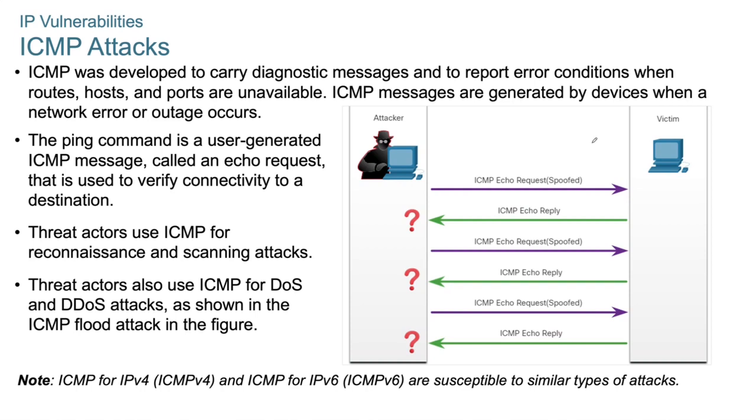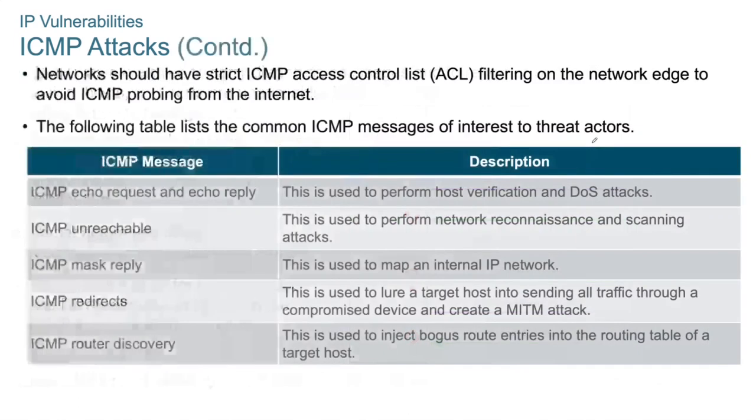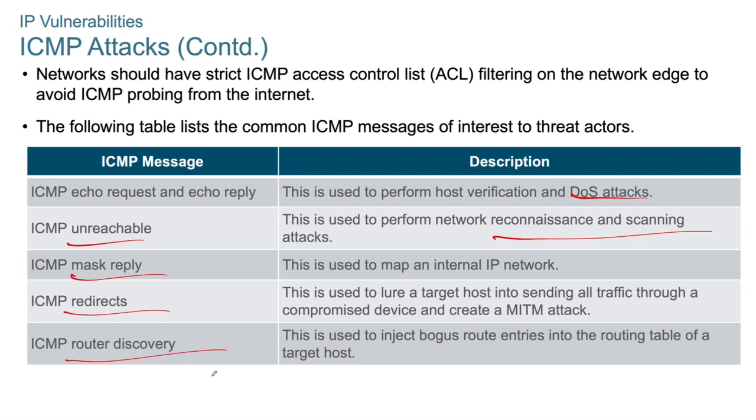So this is the ICMP attack type. These are the different packets which we just discussed. The echo packets are used for DoS attack purposes. Unreachable packets are basically used for reconnaissance and scanning purposes, scanning the ports. Mask reply, redirect packets, and route discovery packets are used for different tasks. So the attackers always try to use these packets for attacking a host or the network in attacking mode.